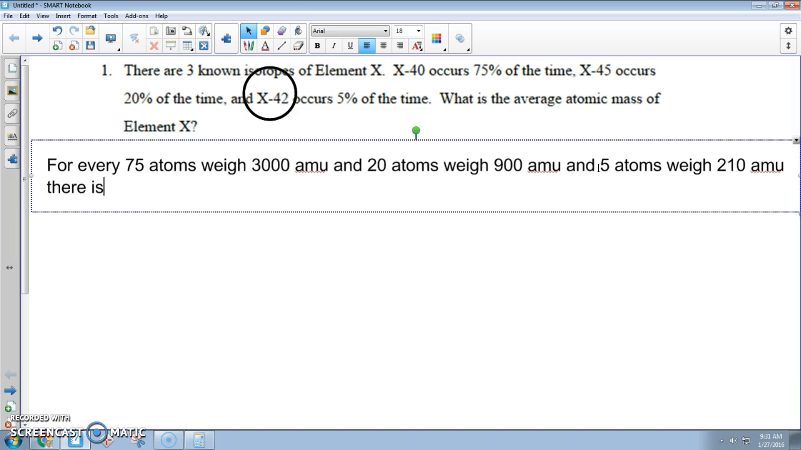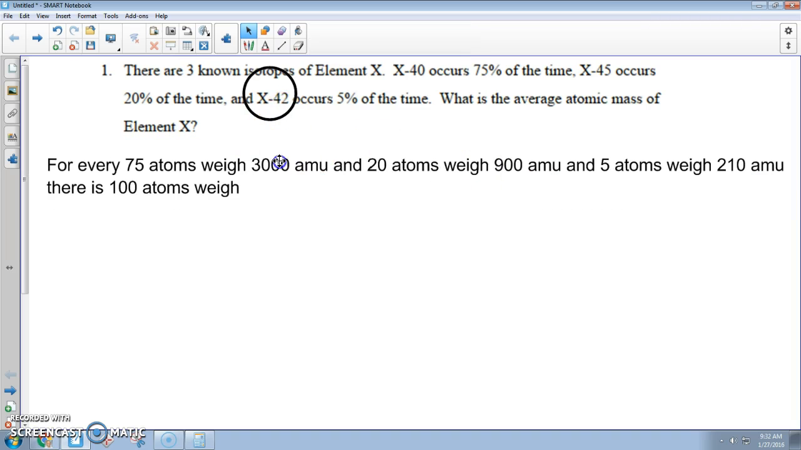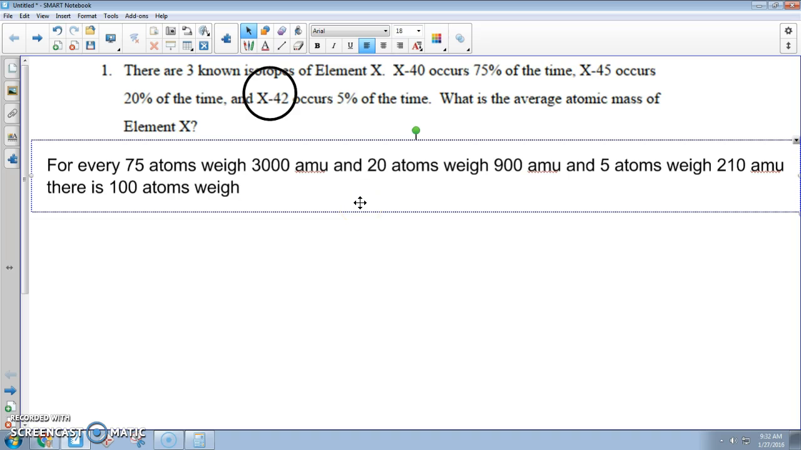And here's where my total is going to come in. How many total atoms do I have? Well, this is pretty easy because since this was a percentage, I have 100 total atoms. And here's where I would want to know how much they weigh in total. Again, with every average you've ever done, you needed to know how many there were and then what the total was. So those are the two parts that we've been able to figure out. So I'm going to do 3,000 plus 900 is 3,900, plus 210. It gives me a total of 4,110 AMU.